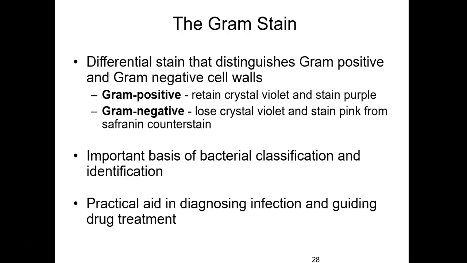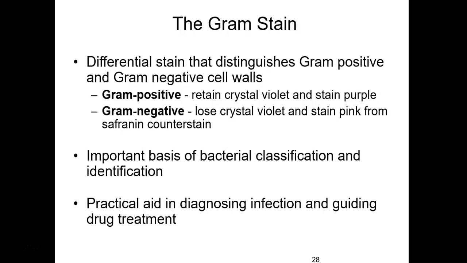So we're going to review and return to the gram stain for a moment. And remember that this was a differential stain. Differential meaning it allows us to distinguish between multiple cell types. The gram stain occurs because of these differences in the peptidoglycan cell wall.